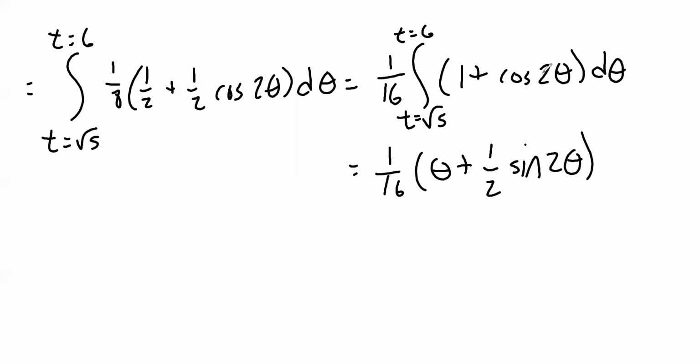And if you're ever not sure, just check the derivative. The derivative of that would be 1/2 times cosine 2 theta times 2, which is the chain rule. The 2 and the 1/2 would cancel. That's constant.